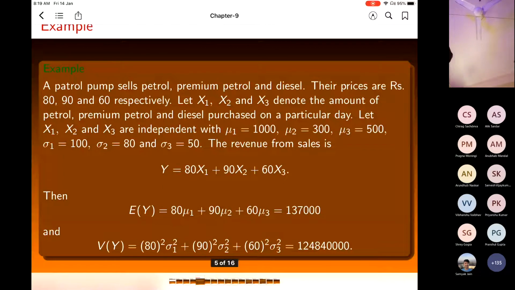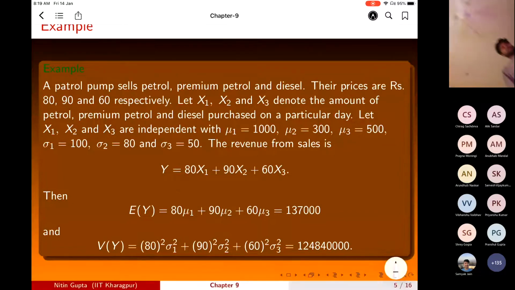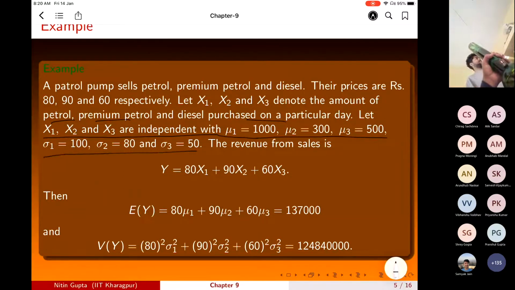So let us take this example. A petrol pump sells petrol, premium petrol and diesel. Their prices are rupees 80, 90, 60 respectively. X1, X2, X3 denote the amount of petrol, premium petrol, diesel purchased on a particular day. Let X1, X2, X3 be independent with mu1 as 1000, mu2 300, mu3 500, and their standard deviations sigma 1, sigma 2, sigma 3 are 100, 80 and 50. The revenue from the sales.